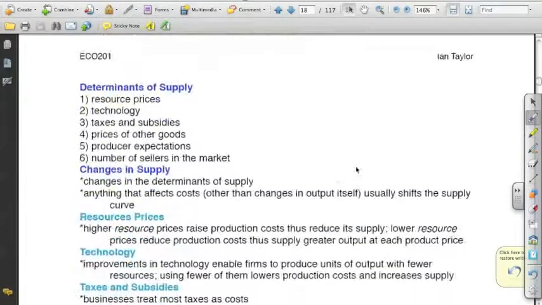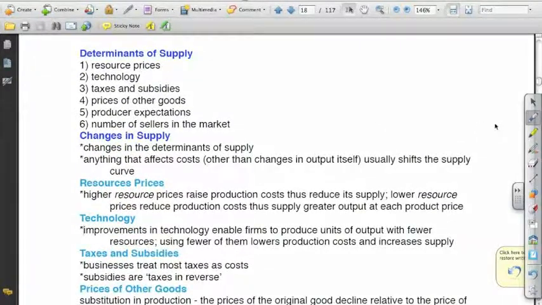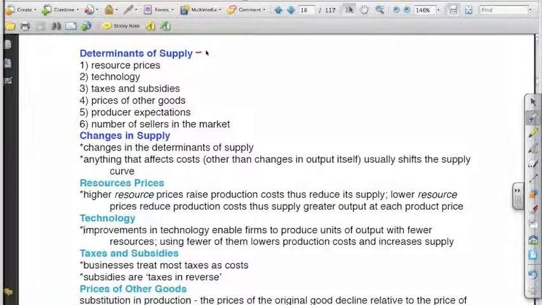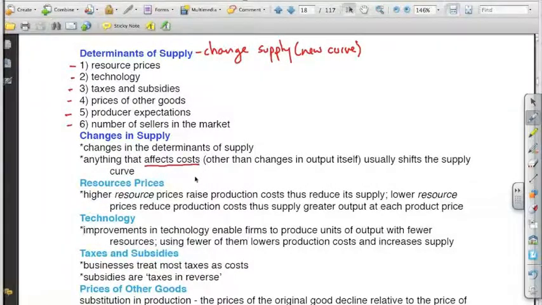Just like demand, we have determinants of supply, things that can change supply. Right, it's this idea of a new curve or new line. They are resource prices, technology, taxes and subsidies, prices of other goods, producer expectations, and the number of sellers. The easiest way to remember all of these is how each affects costs, because if costs increase, supply will decrease. Notice this inverse relationship between cost and supply.